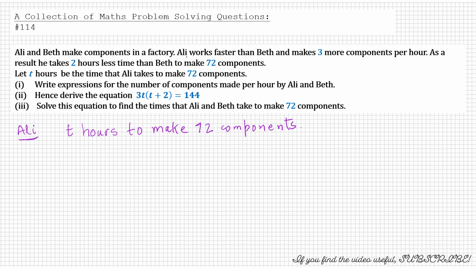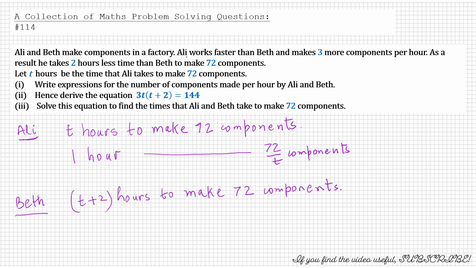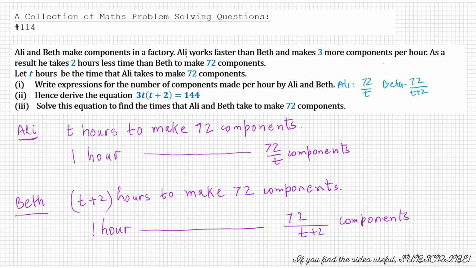components. So in 1 hour, it would make 72 out of T components. And for Beth, it takes T plus 2 hours to make 72 components. So in 1 hour, Beth would make 72 divided by T plus 2. So that answers the first part.